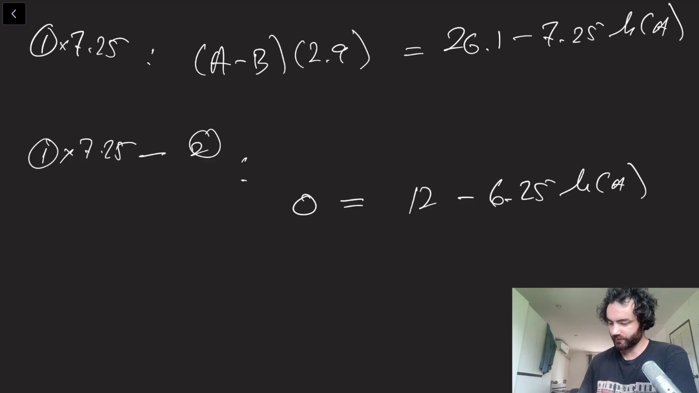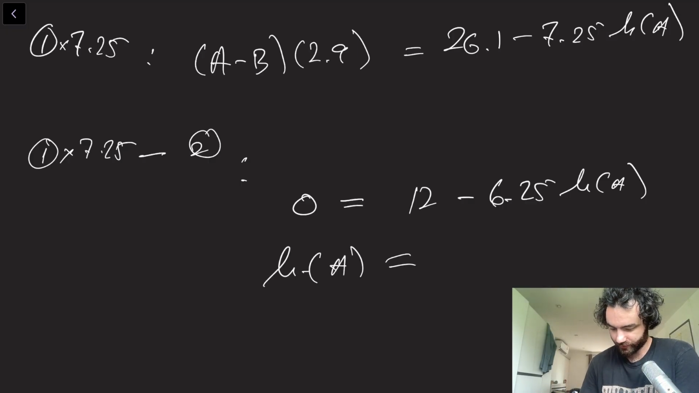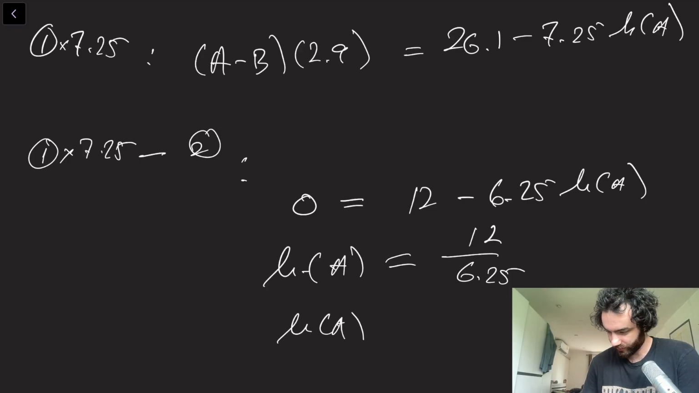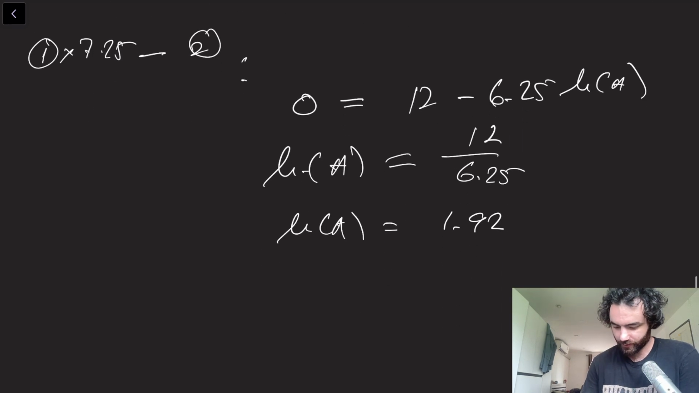So that gives us ln of a equals 12 divided by 6.25, which gives us ln of a equals 1.92. Therefore, a equals e to the 1.92.